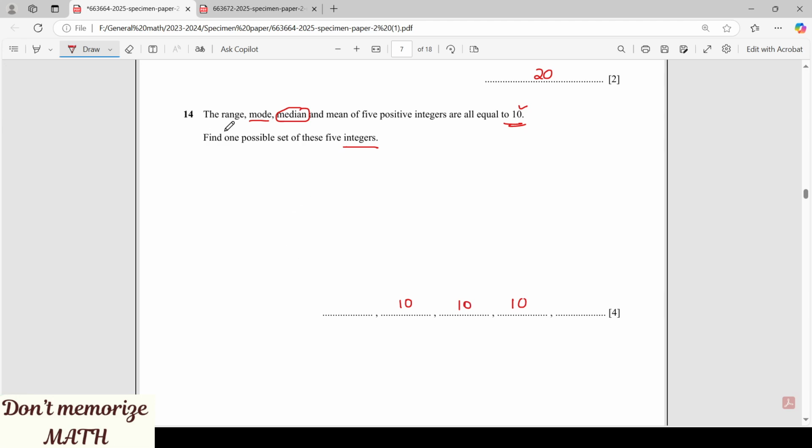Okay, then what is given? The range is also given. Range means maximum minus minimum. So we need a bigger number than 10 and a smaller number than 10. The range must be 10, then only the mean will become 10. So I will write here 15 and 5. Okay, so 15 minus 5 is 10. So the range is 10, the mode is 10, 10 came 3 times, the median, the middle number, is 10 and the mean is also 10. Okay, so one of the sets is this, and you can change these two.